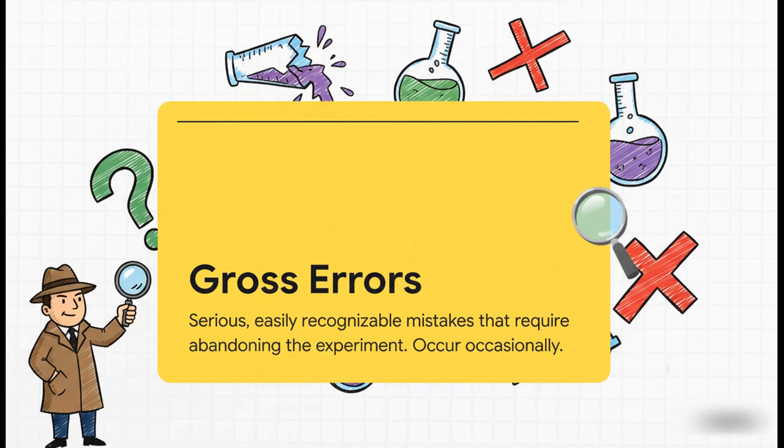Let's kick things off with the easiest one to spot, gross error. This is that facepalm moment, you know? The kind of mistake that's so big and obvious, you know it the second it happens. You spill your sample, you grab the wrong chemical, you use a totally wrong piece of equipment. For you in the lab, the rule is simple. When this happens, you just stop. Document it in your lab book and start over. Seriously, don't even try to save that data. Case closed on that run.